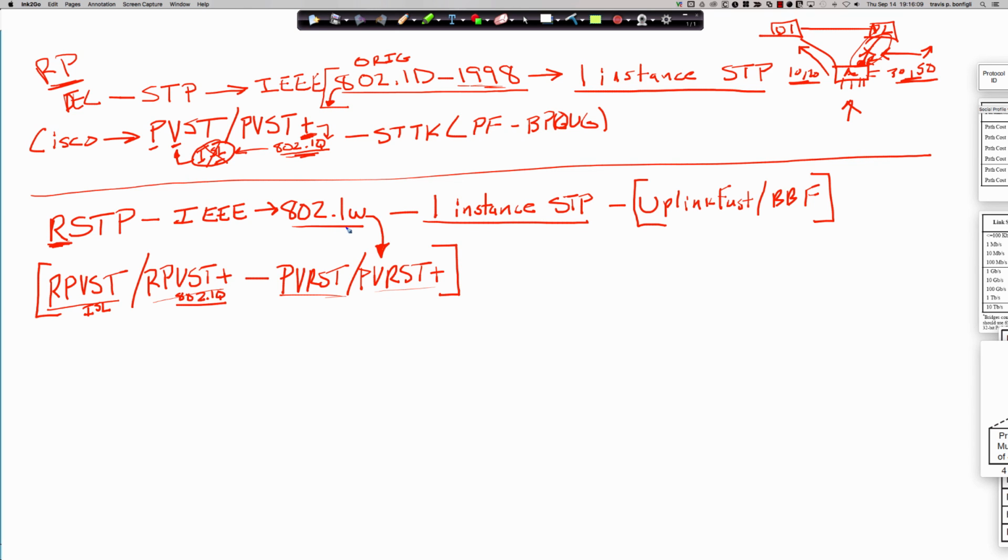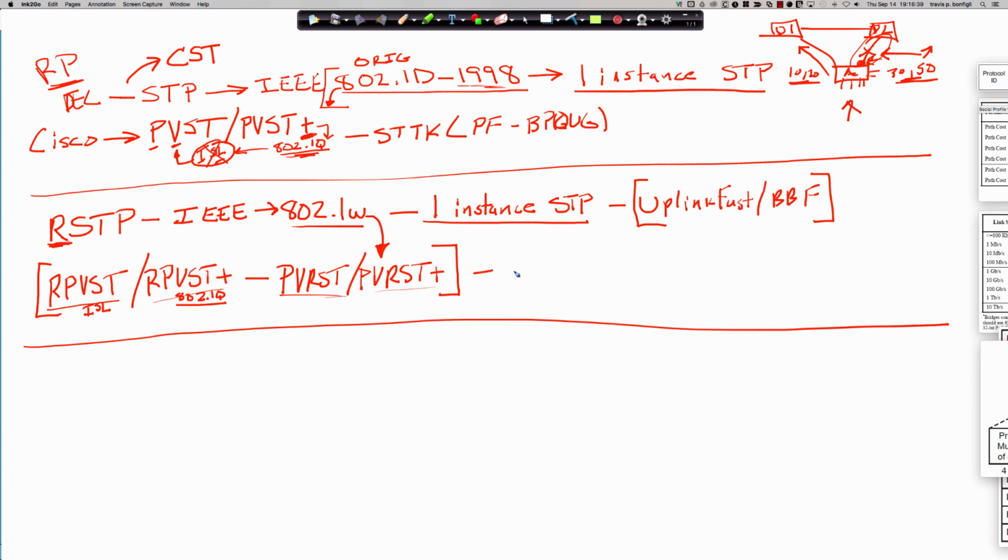This is Cisco's implementation of the IEEE 802.1w standard. Because back when the original spanning tree came out, it was also known as common spanning tree, or CST, because again, there was a single common instance of spanning tree for the entire topology. And Cisco gave us per VLAN. And that was great, right?